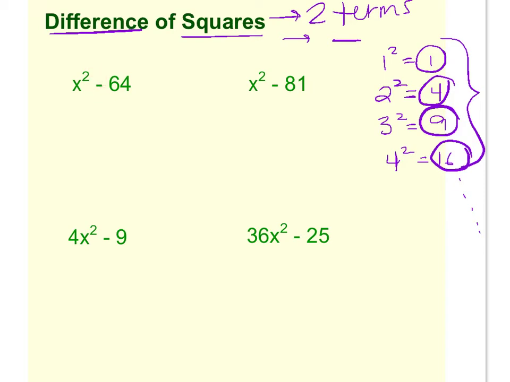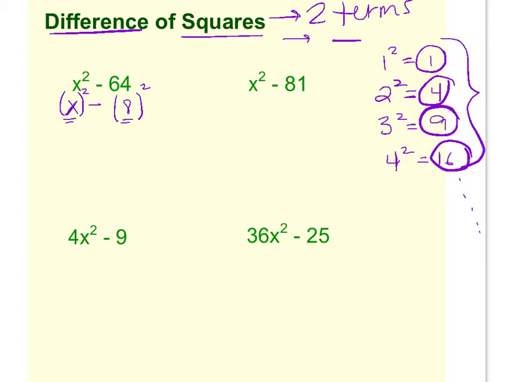And then the other thing is, did we square anything to get these two terms? Well, x squared is like squaring an x. We took an x and we squared it and we got x squared. Minus, now do we square anything to get a 64? And we do. We can square an 8 to get a 64. So we're going to use the x and the 8 in our difference of squares pattern.